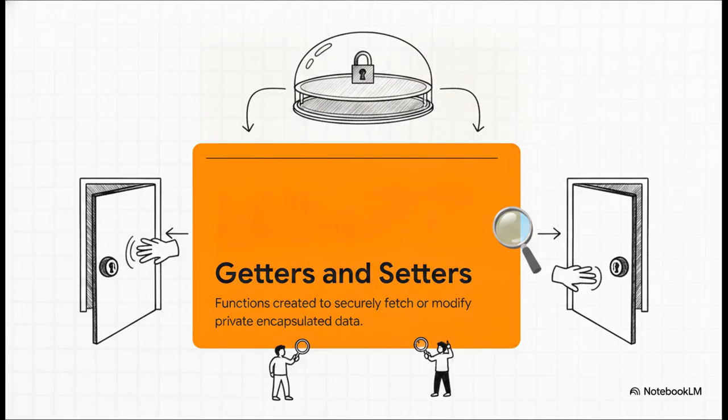Now, because our data is safely hidden inside that theoretical capsule we talked about a minute ago, we need a way to interact with it safely, right? That's where getter and setter functions come in. Think of them as the official secure doors to interact with our variables. A setter sets or updates a value, and a getter fetches or retrieves a value. This right here is exactly how we write secure, robust C++ code.